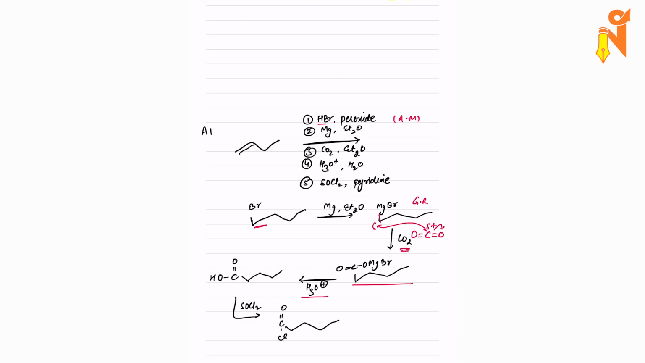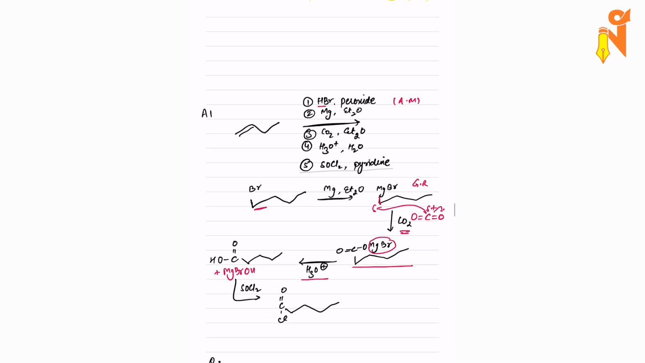After the treatment with acidified water, MgBr will be replaced by H plus, and we will get MgBrOH along with this. Then if we treat it with SOCl2, OH will be replaced by chlorine and it will form COCl. So this is your compound D. So the answer is D.